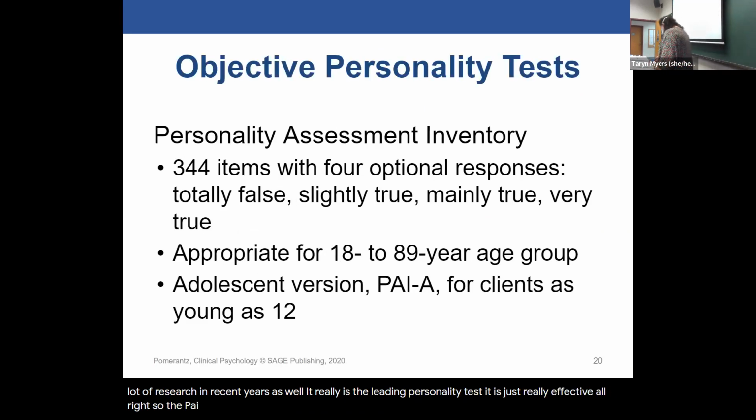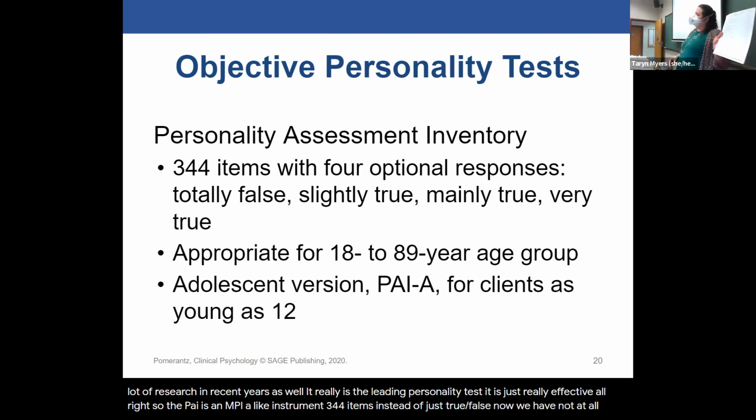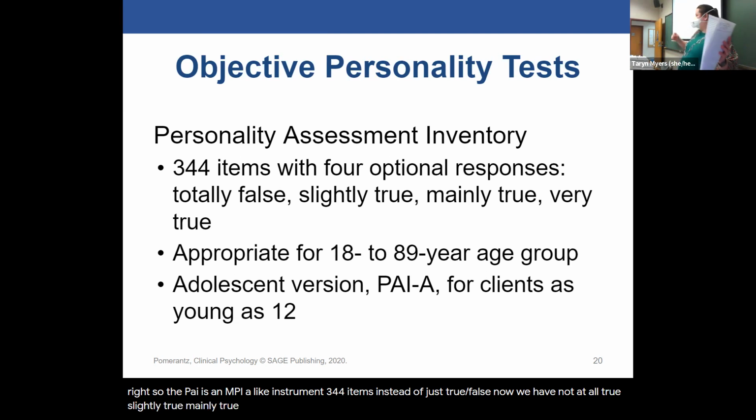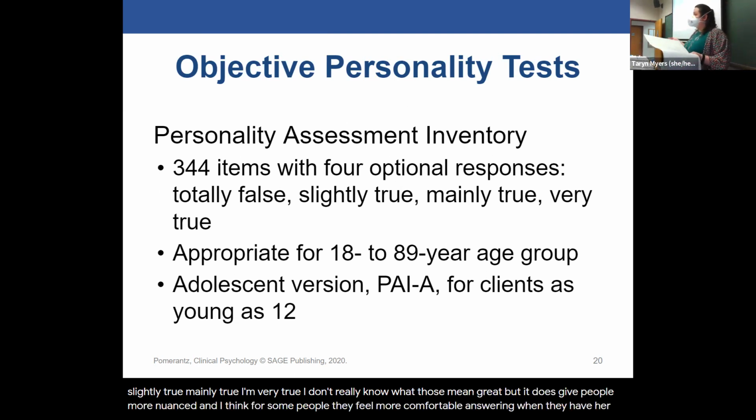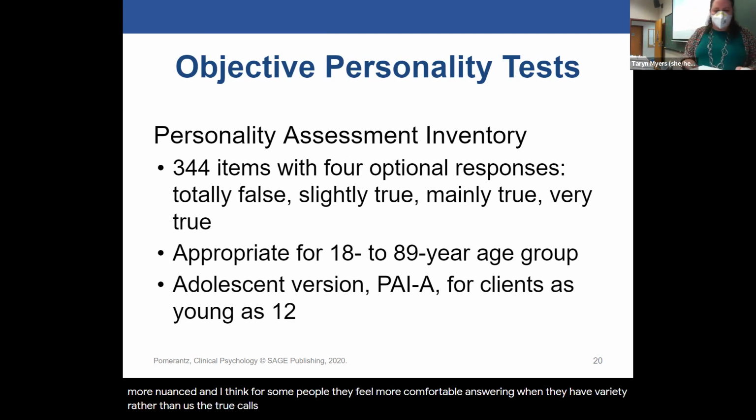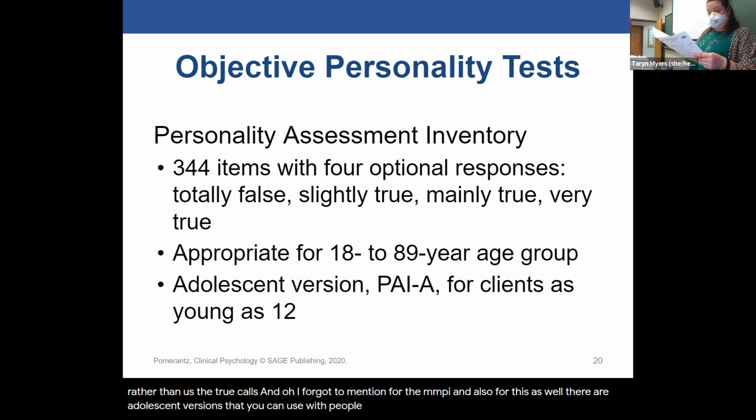All right, so the PAI is an MMPI-like instrument, 344 items. Instead of just true, false, now we have not at all true, slightly true, mainly true, and very true. I don't really know what those mean, right? But it does give people more nuance. And I think for some people, they feel more comfortable answering when they have variety rather than just true, false. Oh, I forgot to mention for the MMPI and also for this as well, there are adolescent versions that you can use with people 12 and up.